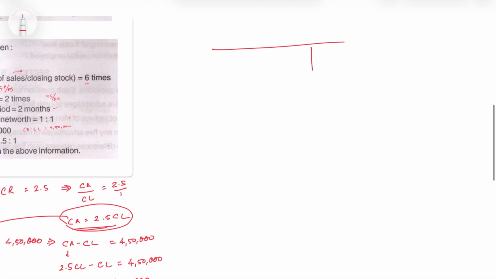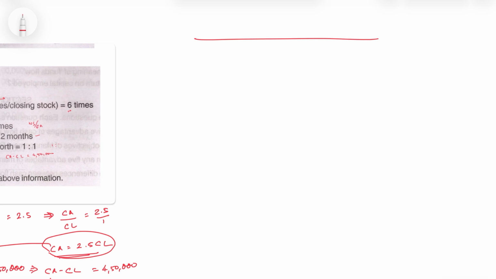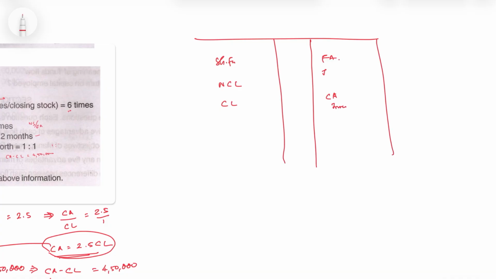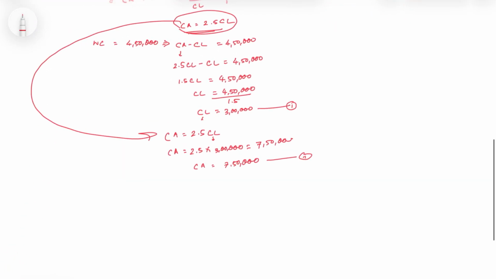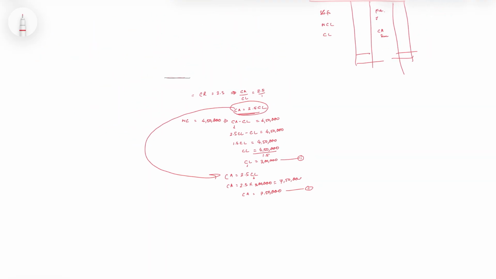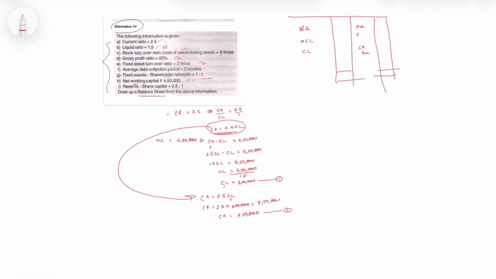Now the balance sheet format is vertical, not horizontal. It has current assets, current liability, shareholders' fund, non-current liability, and fixed assets. Next, the information on the quick ratio is 1.5.